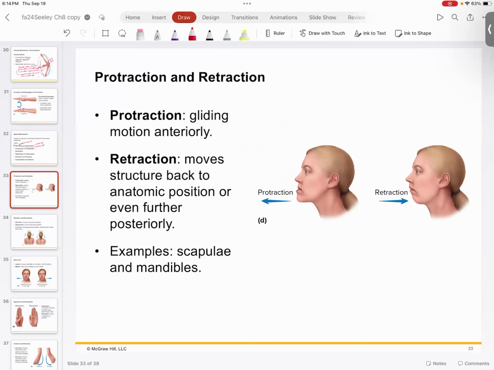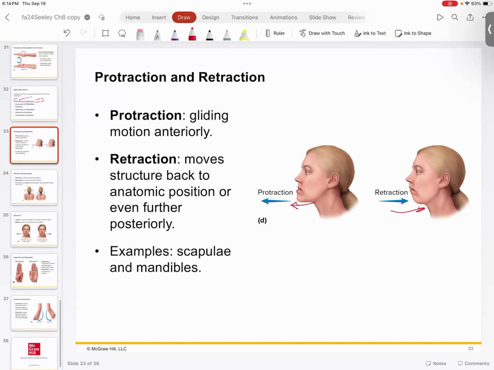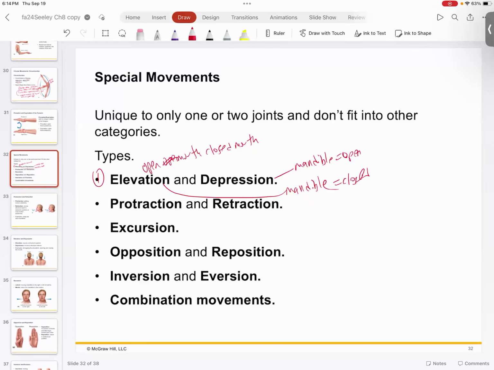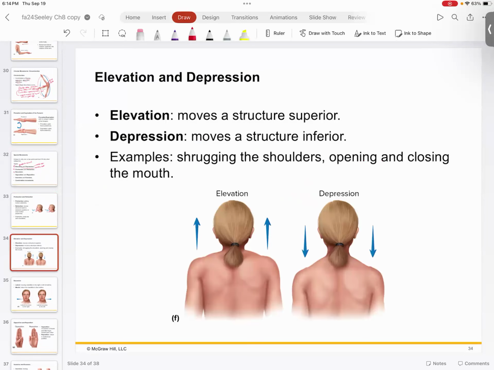Protraction, retraction, that's this one here. So protraction is when you slide your jaw forward, and then retraction is when you move or slide your jaw backwards. So that's typically associated with your mandibles, particularly your scapula also does that as well. Excursion. Oh, here's elevation depression. In this case, they use the shoulders. So basically shrugging your shoulders, that's elevation. Dropping your shoulders, that's depression.